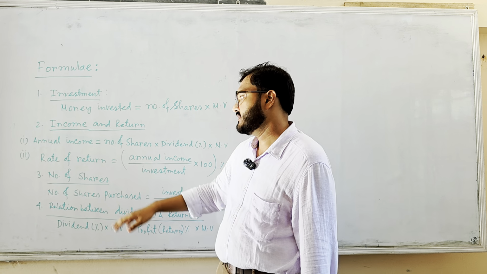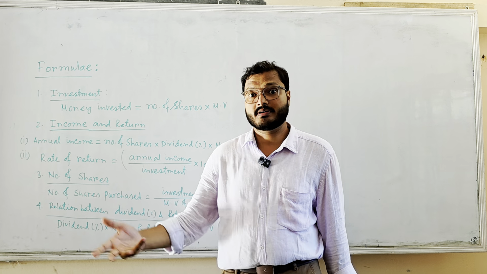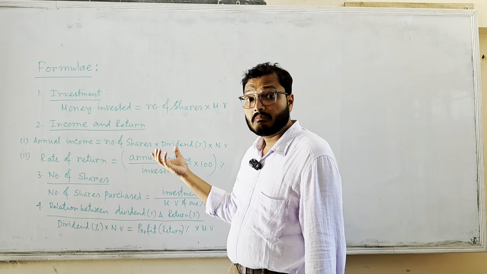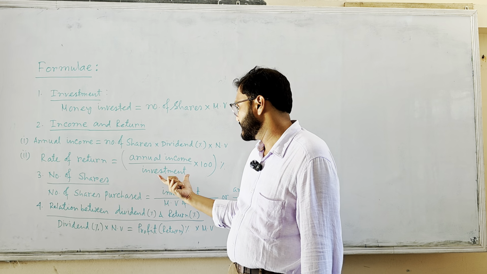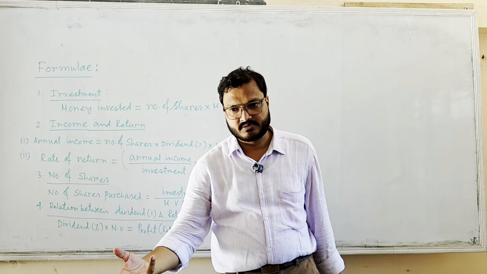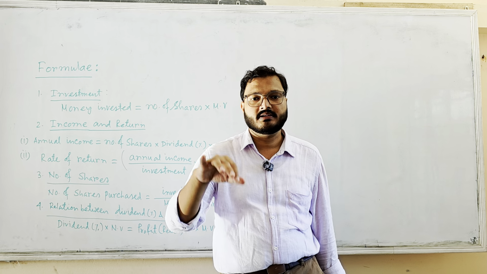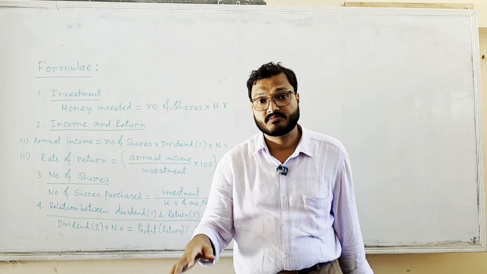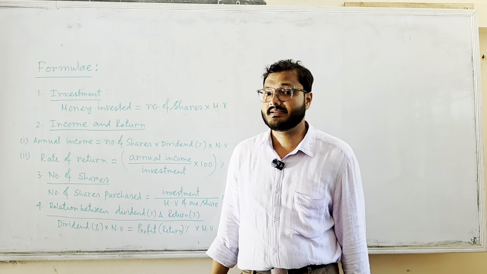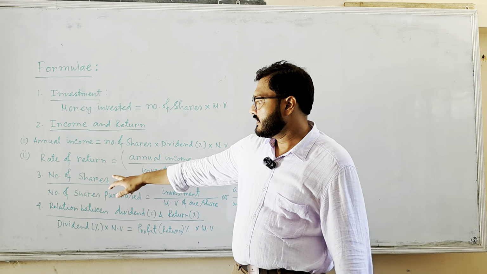Next is rate of return. When we studied these quotations, yield or return is the same thing: the annual income, how much my income is, by how much my investment is, into 100 percentage. By 1,000 rupees investment, I got 100 rupees. So 100 by 1,000 into 100 percentage, because we always calculate rate of return as a percentage.